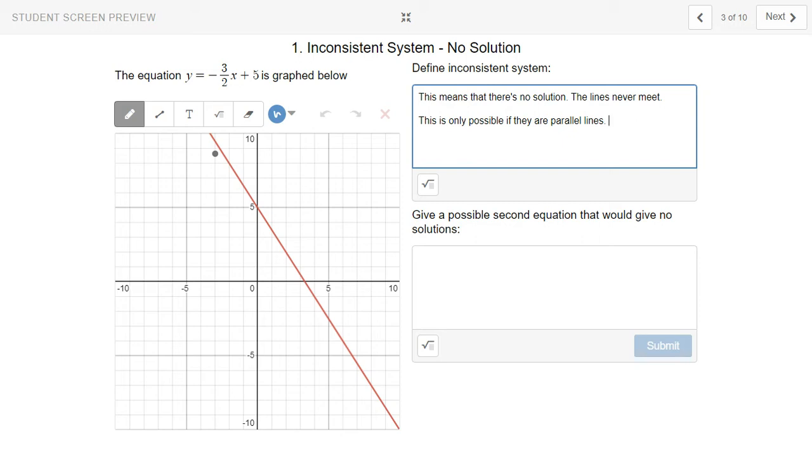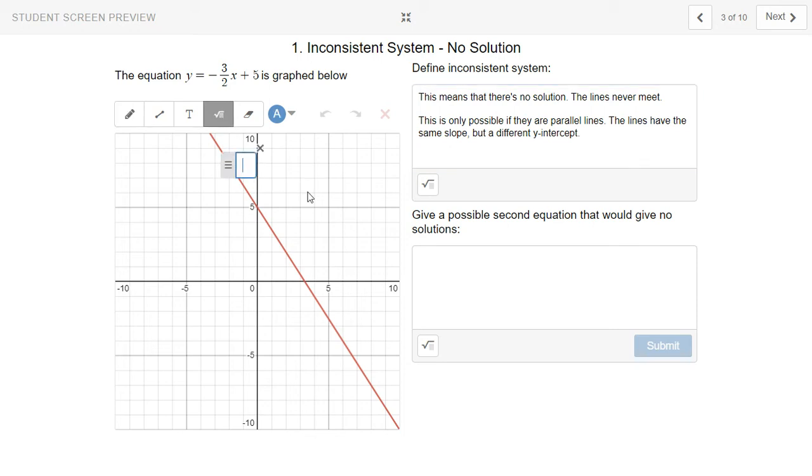That means we have the same slope, but a different y-intercept. Now, this equation here, we know this is y is equal to negative 3 over 2x plus 5. We know that the slope is negative 3 over 2, and the y-intercept is equal to 5.